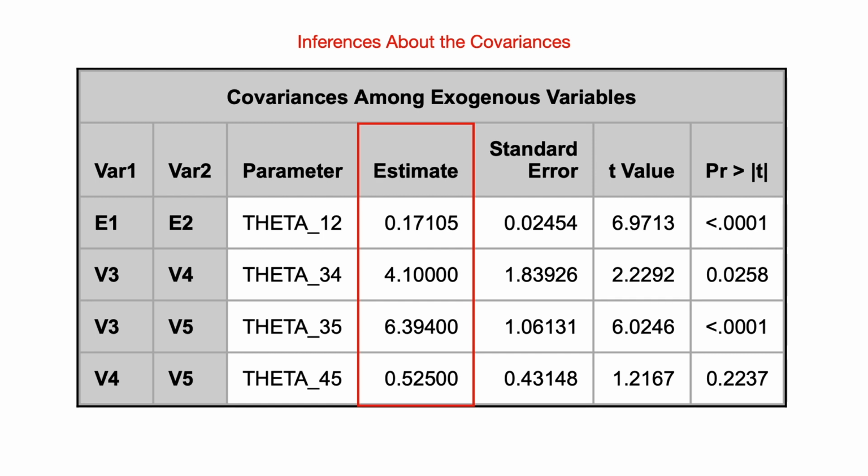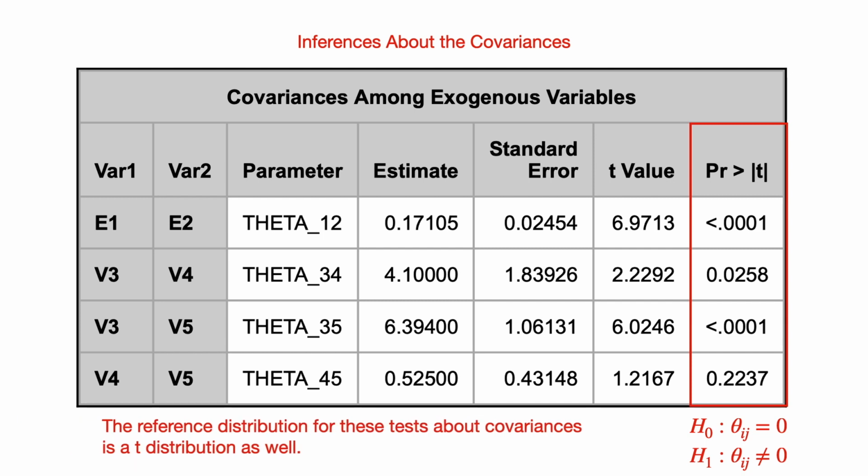Next, we have a table that allows us to perform inferences about the covariances. And so we have point estimates of the various covariances in the model. We have their estimated standard errors. From the point estimate and the standard error, we can compute a t-value associated with each covariance parameter. And then finally, we have a column of p-values. And the p-values correspond to the test where the null hypothesis is that the covariance is equal to 0 against the alternative hypothesis that the covariance is not equal to 0.